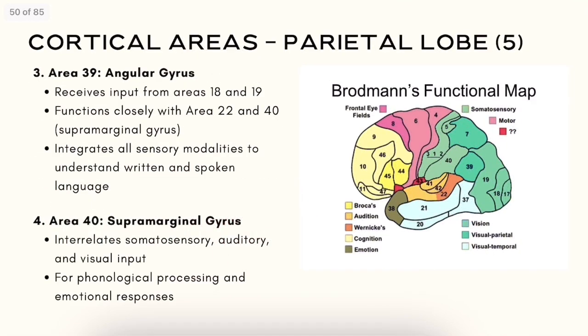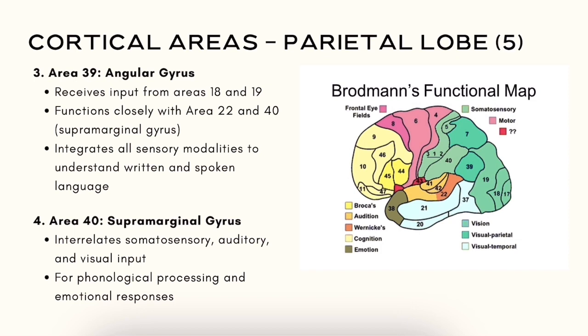Alright, third we have our area 39, or our angular gyrus, which receives input from areas 18 and 19. So the angular gyrus is part of your temporoparietal heteromodal association area, and this functions closely with areas 22 and 40, which is your supramarginal gyrus. So this area would integrate all sensory modalities to understand written and spoken language.